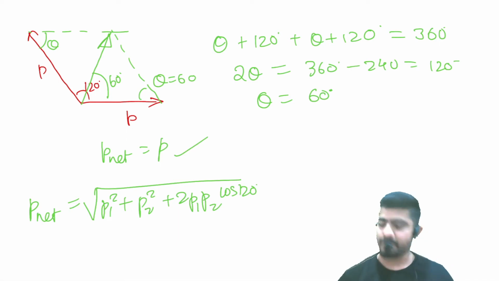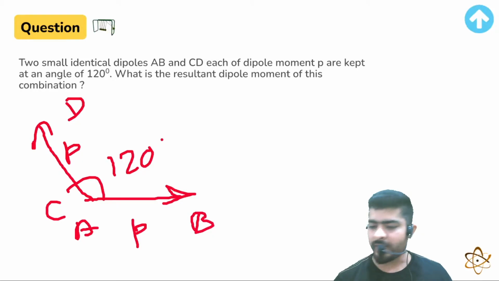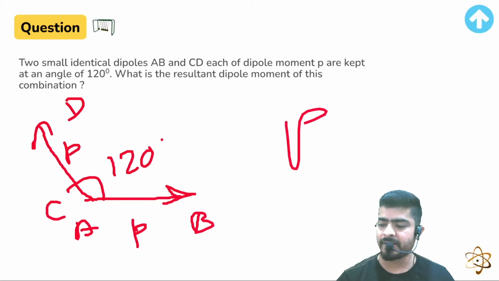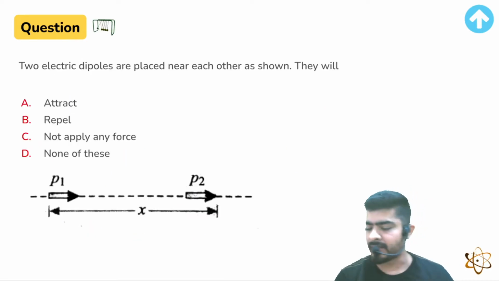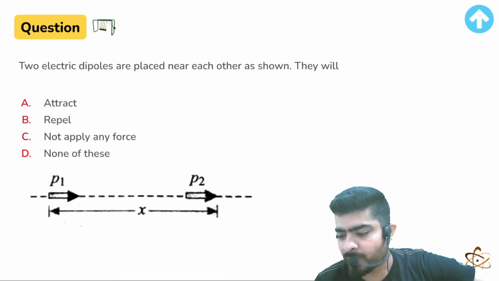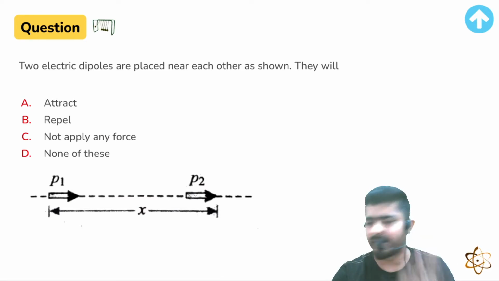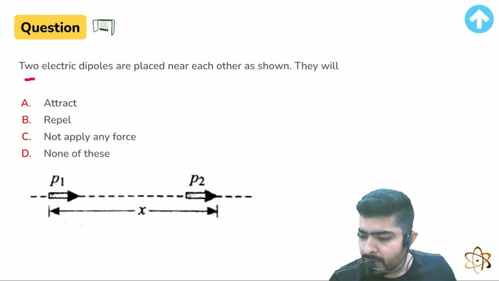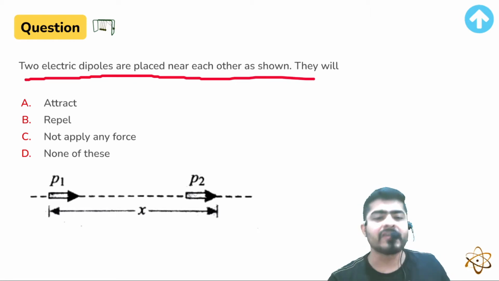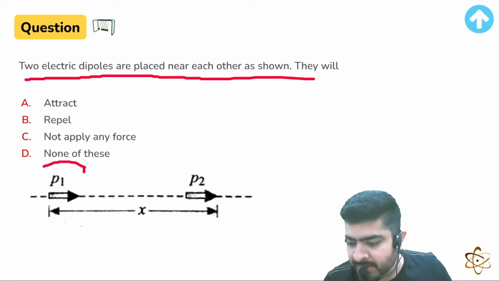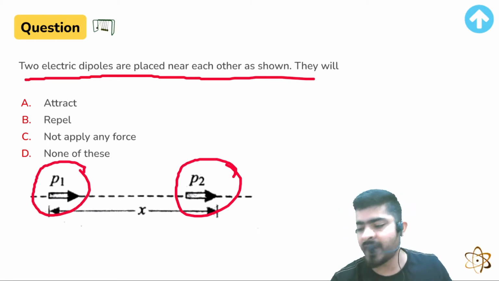Alright, let's continue. So that's the answer. The resultant is P. Now one more question for you based on dipole. Again, this question is easy. There are no calculations involved. Just think. Two electric dipoles are placed near each other as shown. This is your dipole 1. This is your dipole 2.